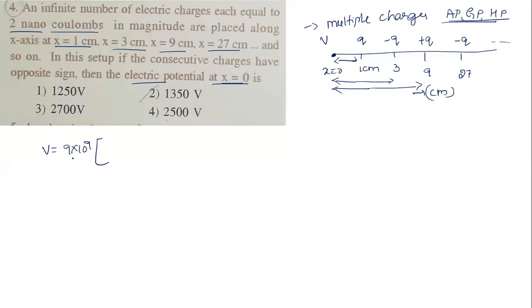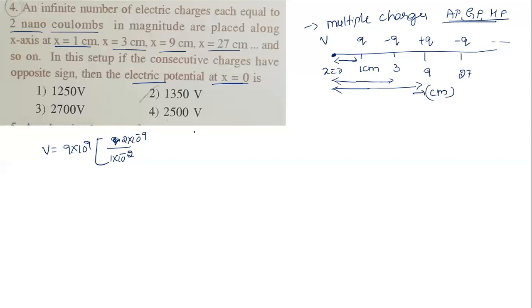That is due to multiple charges, and it is 1 by 4 pi epsilon, which is common to all, and the charge is also common. So can we take the charge also outside? Charge is also common. Let us write now: first thing, q divided by the first distance, which is 1 centimeter, right? 1 into 10 power minus 2. So this q value I'll take directly as 2 nanocoulomb, that is 2 into 10 power minus 9.